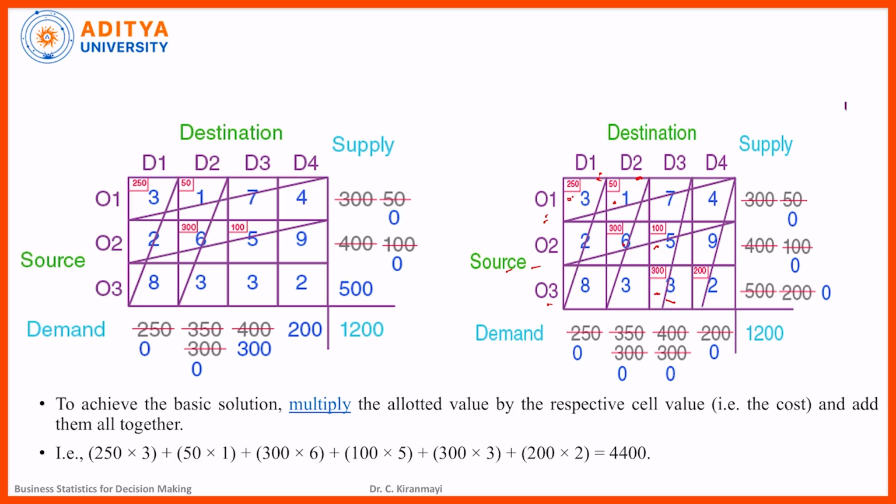If the firm transports the goods from different origins to different destinations in these quantities, the firm can minimize the total transportation cost, and the total transportation cost is 4,400 using the northwest corner method. This is how we can find the initial basic feasible solution.